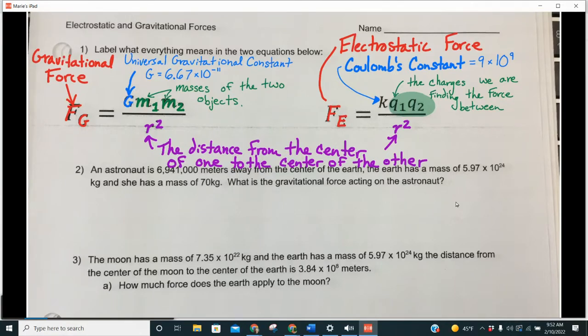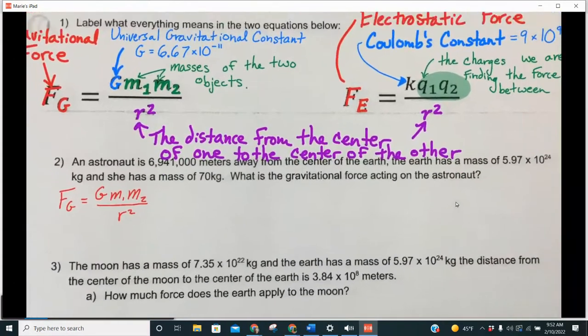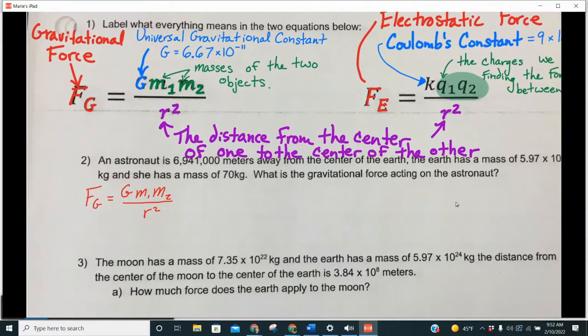All right, which equation do I use? The first one or the second one? First one. All right, so I'm going to rewrite this equation. You guys don't have to, but when I explain it, it tends to help students if I've written it out. All right. So all I need to do is plug in the numbers.